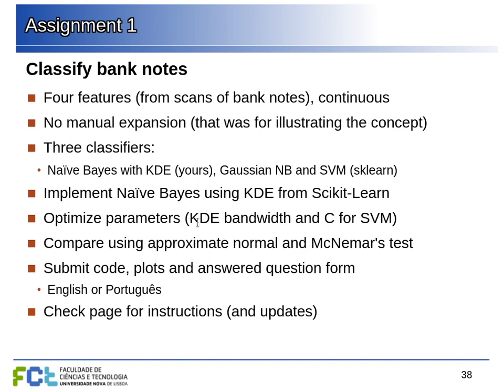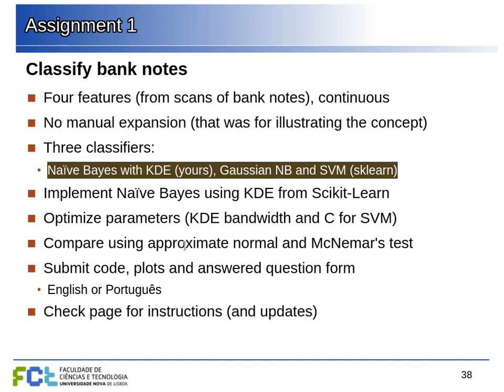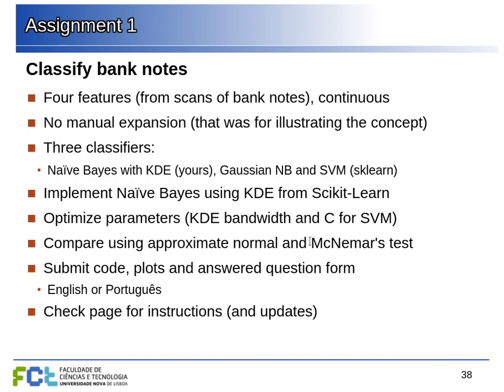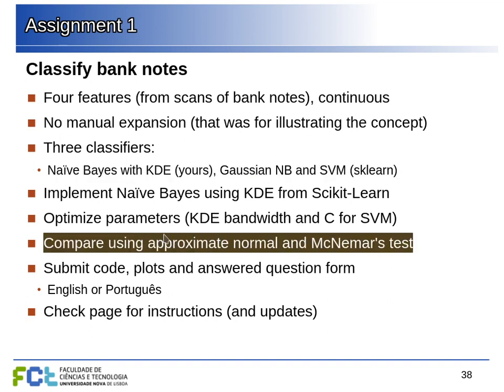So you just implement the part that is respective to the naive-Bayes classifier. You're going to optimize parameters, the bandwidth for the kernel density estimation in your naive-Bayes classifier, and the C value for regularization in support vector machine. So you're going to use always the same kernel and just adjust the C and compare these three classifiers that you obtain using the approximate normal and the McNemar's test, the two tests that we saw, and then discuss your results if one is better than the other and so on.